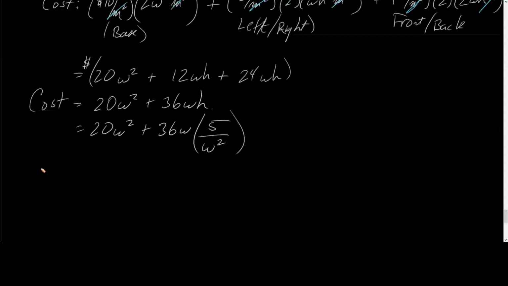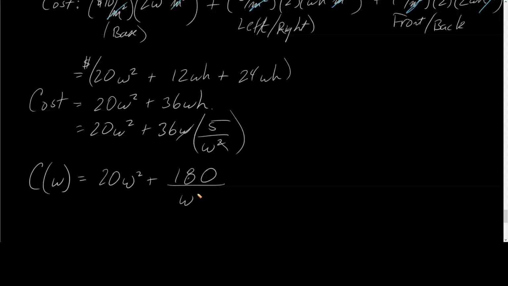So now what we have here is that the cost in terms of W is 20W squared plus, in here, this W cancels one of those out, so I end up with just over W. And then 5 times 36. Well, 5 times 30 is 150. 5 times 6 is 30. Excuse me, 150 plus 30 is 180. So now I've got my cost function.